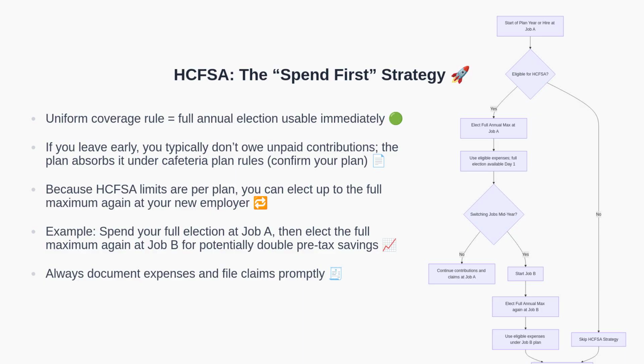Because HCFSA limits apply per employer plan during the year, a mid-year job change can allow a second full election at the new employer, effectively doubling available pre-tax dollars. For example, you might use your full election early at Job A and then elect the full amount again at Job B. Keep careful records and submit claims according to each plan's deadlines.